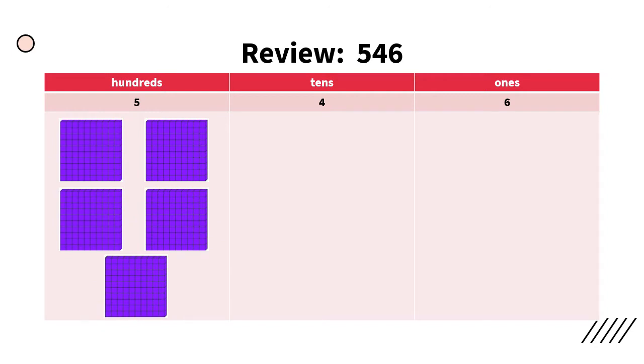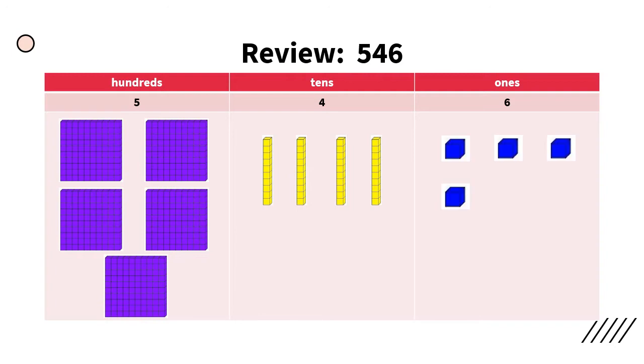There are 5 hundreds blocks in that column. Now if I have 4 in the tens column, I can represent that with tens blocks. So there are 4 tens in the tens column. And if I have 6 in the ones column, I have 6 ones blocks in that column. So this is a way that I can show with my place value blocks 546. Let's see another one.